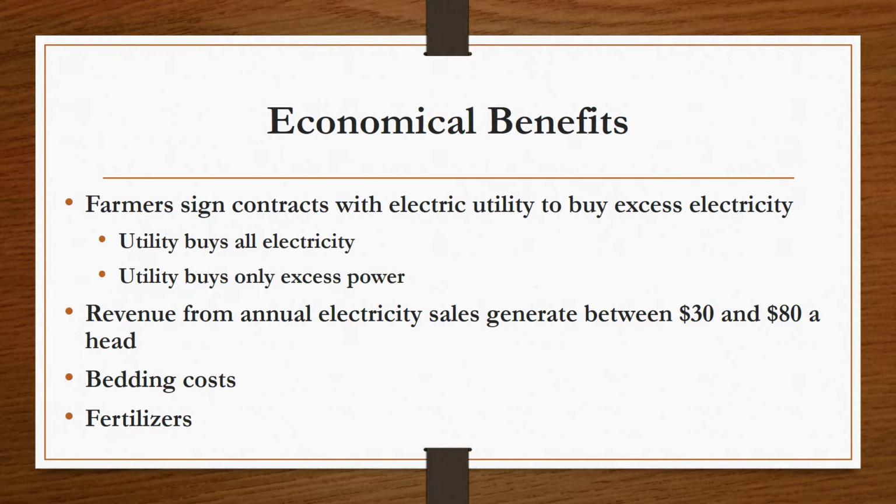So that would be a little less ideal. The more ideal agreement is when the utility buys only the excess power at wholesale price. So the farmer uses what they need and then sells the rest of it back to the utility, and that might offset the electricity used on the farm.